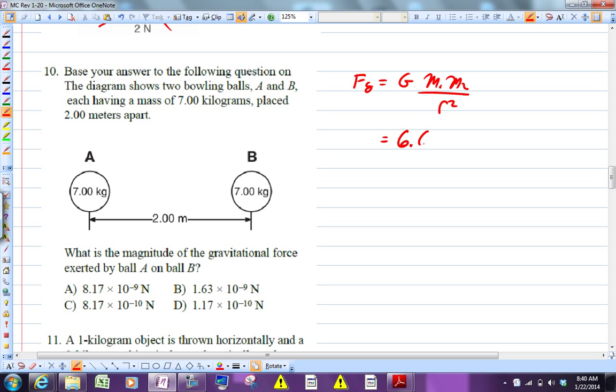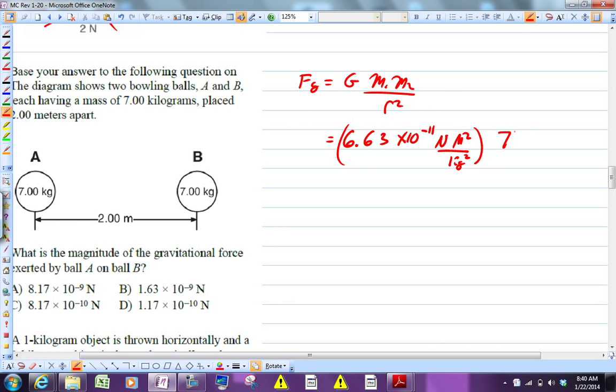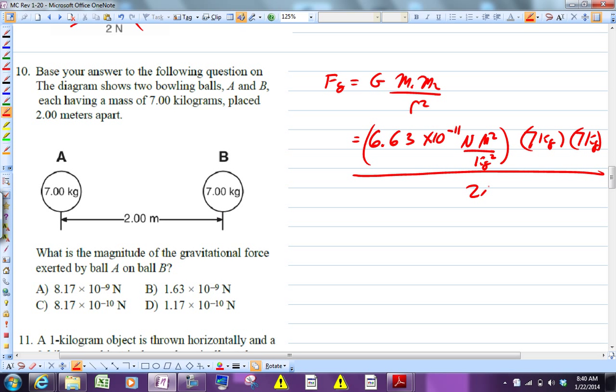So that's 6.67 times 10 to the negative 11 newtons meters squared over kilograms squared, which granted is a mouthful, times M1 is 7 kilograms and M2 is 7 kilograms, divided by the distance, 2 meters, squared.